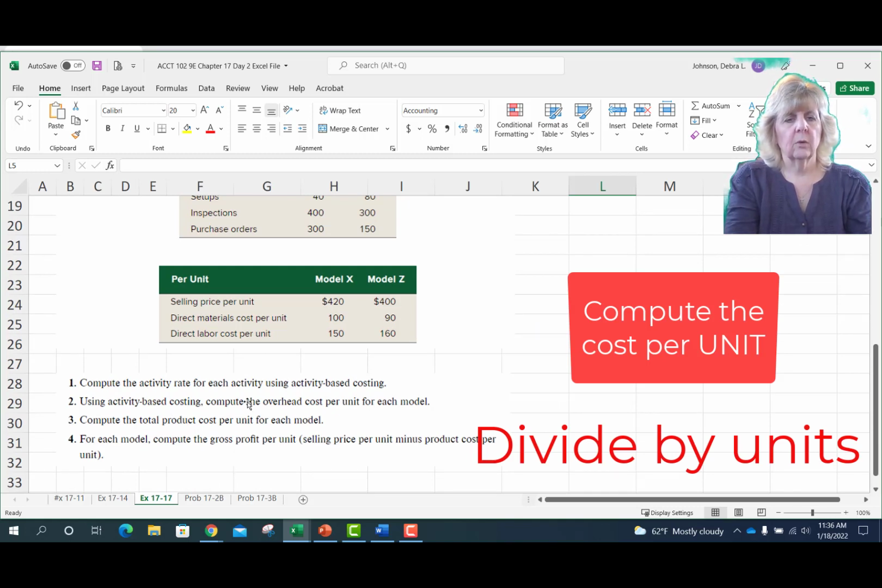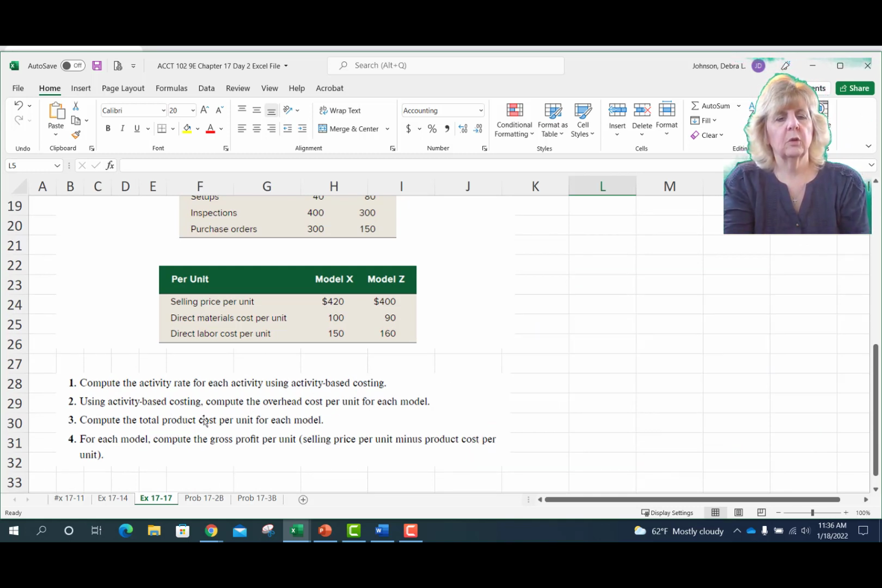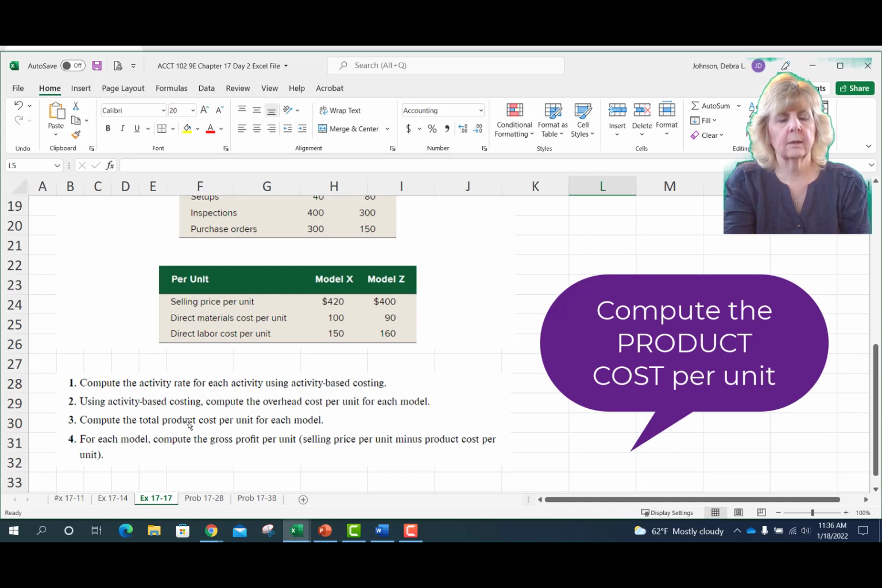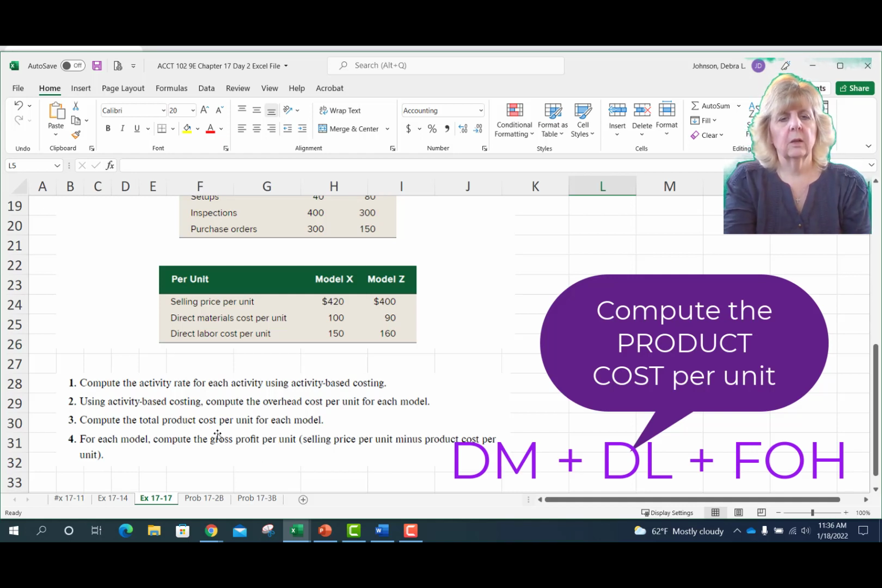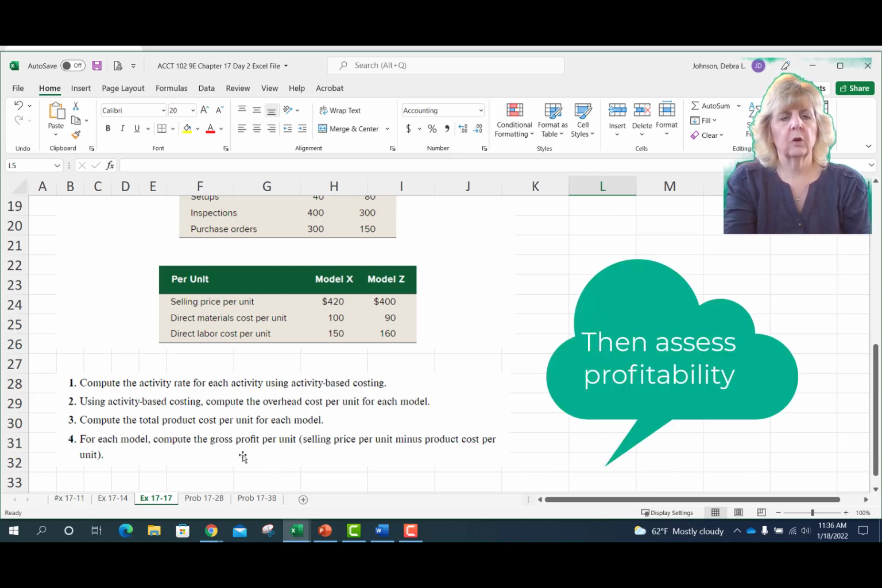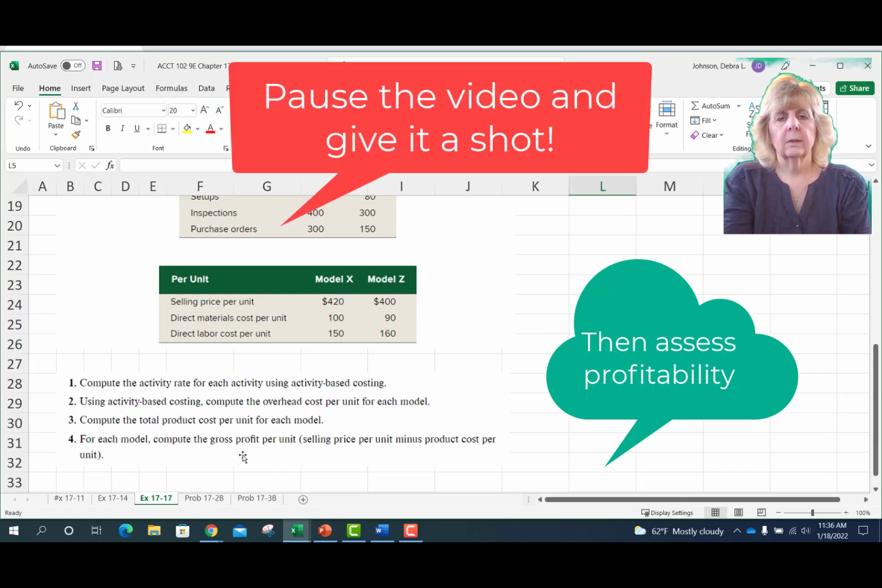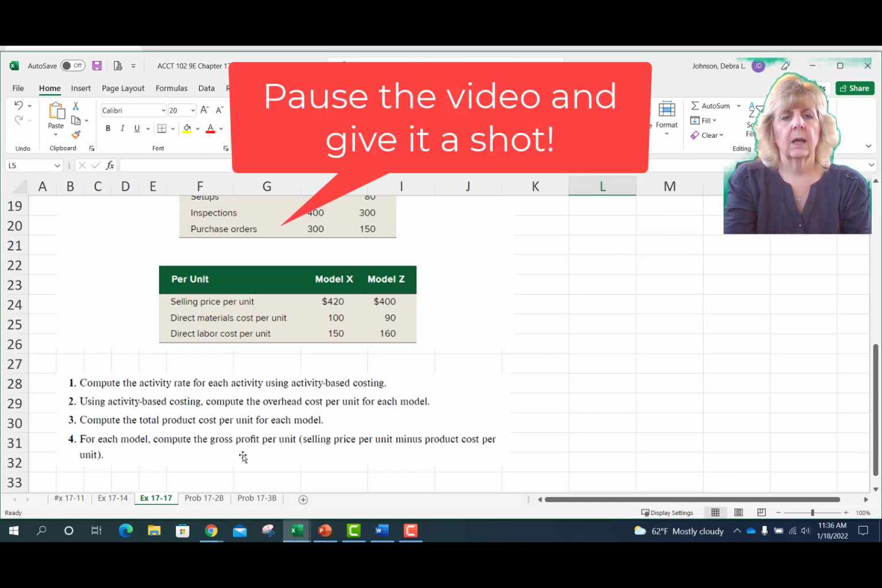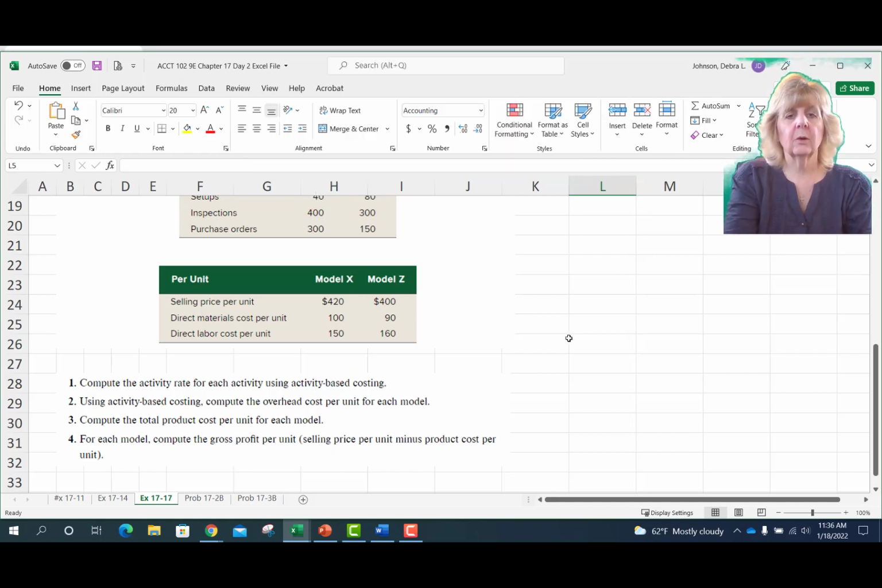And then he's going to have us compute the total product cost. That means direct materials, direct labor, and factory overhead. And then he'll ask us a question about the gross profit. So this is a pretty encompassing problem. Pause the video, see if you can calculate those 4 different requirements, and we'll come back and compare answers. I know you can do it.